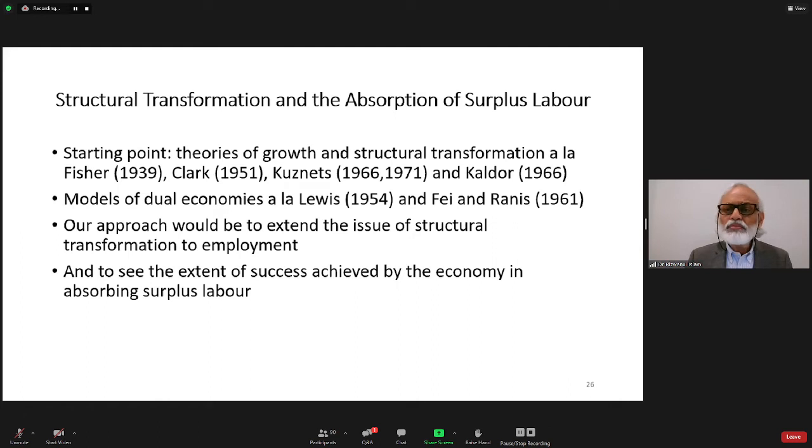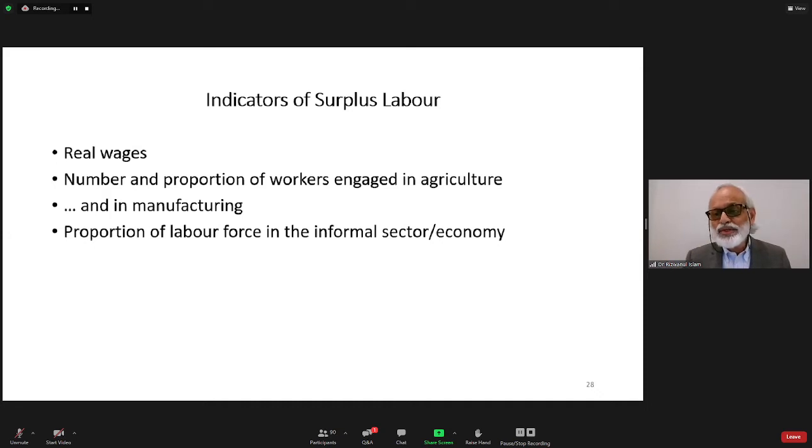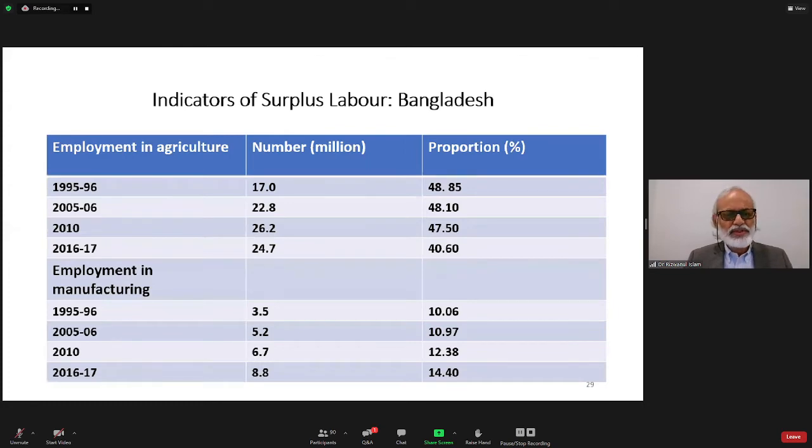Now, finally, what has happened to the absorption of surplus labor? Not much. Again, the employment growth rate has declined over time. You can see from this slide that up to 2005-06, the rate of employment growth was 3.3%. And in recent years, it has declined to 1.82%. And if you look at the indicators of surplus labor, like real wage trends, number of workers engaged in agriculture and in manufacturing, labor force engaged in informal sector, I have presented some data in these slides.